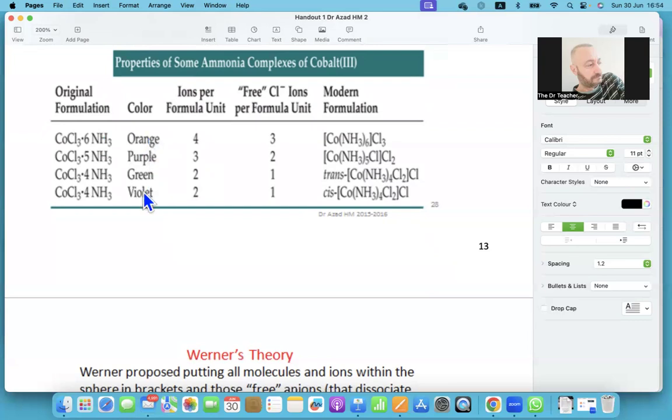So there is orange, purple, green, violet, and the lone pairs per formula are 4 in the orange one, 3 in the purple. The free chloride ions per formula unit here are 3, as you see here, 3 chloride counter ions outside. Then 2 chloride counter ions outside the formula. There is a trans and cis, 1 chloride outside, 1 by 1.